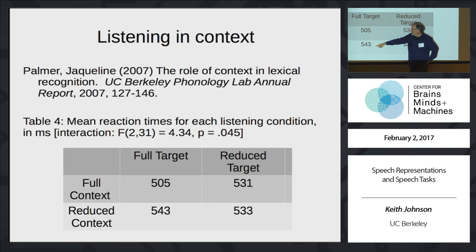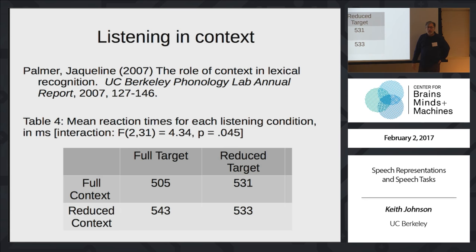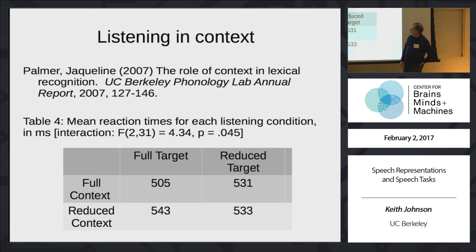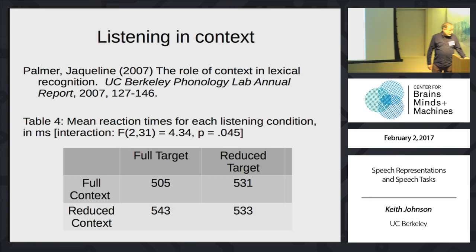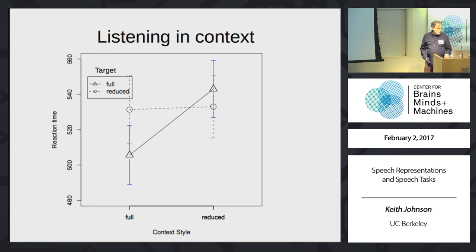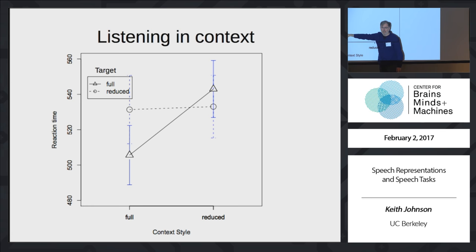The reduced targets, the ones that had only two syllables where the underlying representation or the standard form of the word had three, then you have virtually no difference between them. This is what that looked like with the error bars on it. So you can see that this is reaction time data. There's a fair amount of variation in the data. But we do get an effect of whether the word matches its context or not. So here we have the target word full in the triangle, either in the context where it matched the style of speech or it mismatched. And that made a big difference for the recognition of those words.